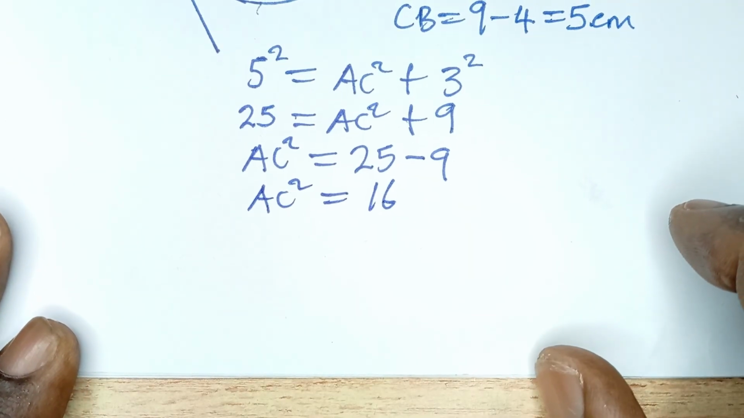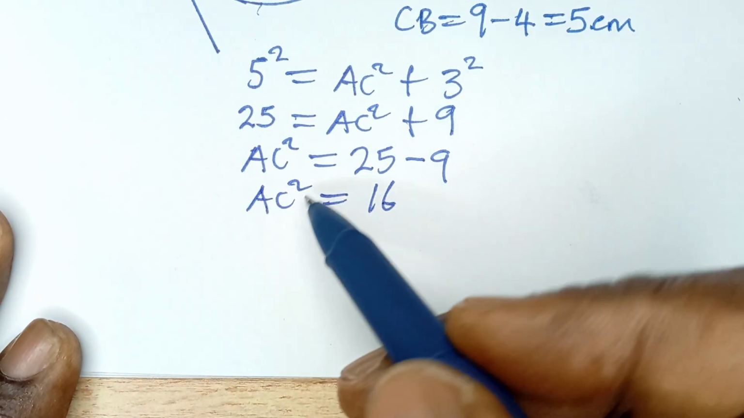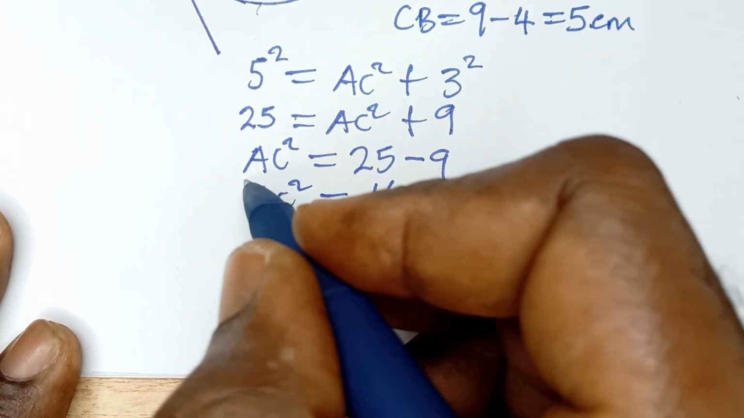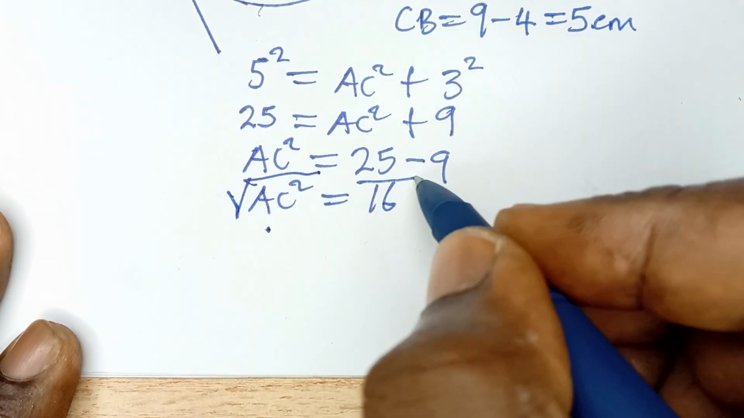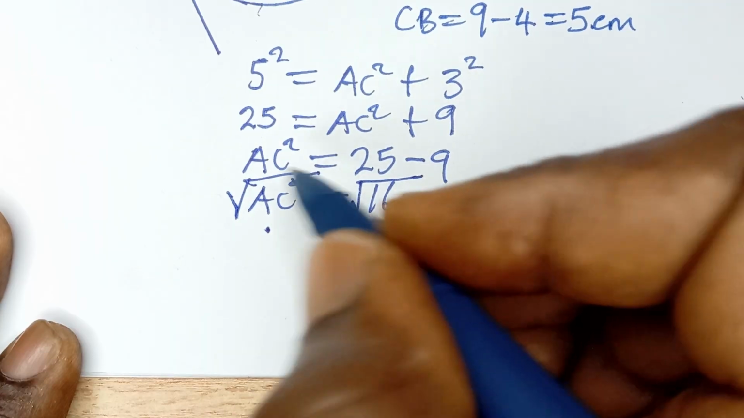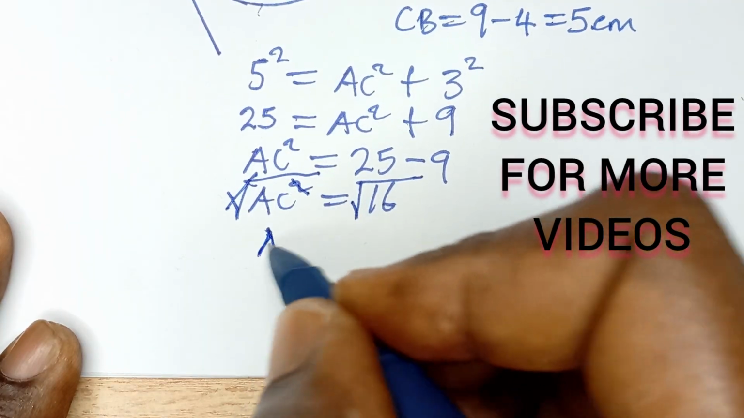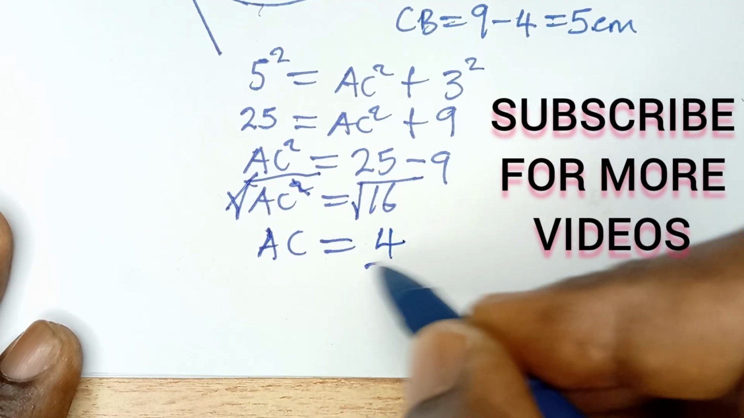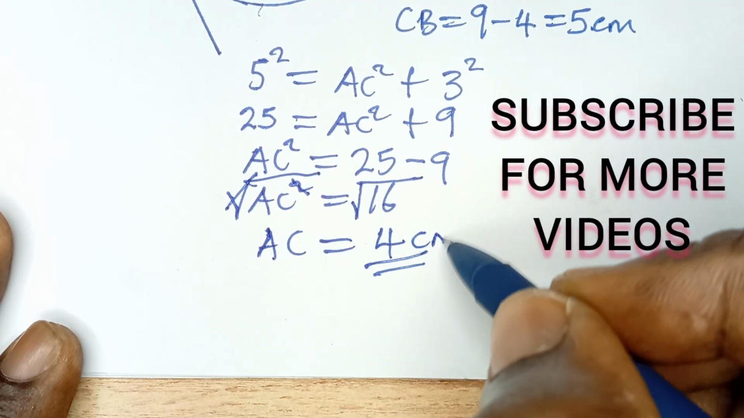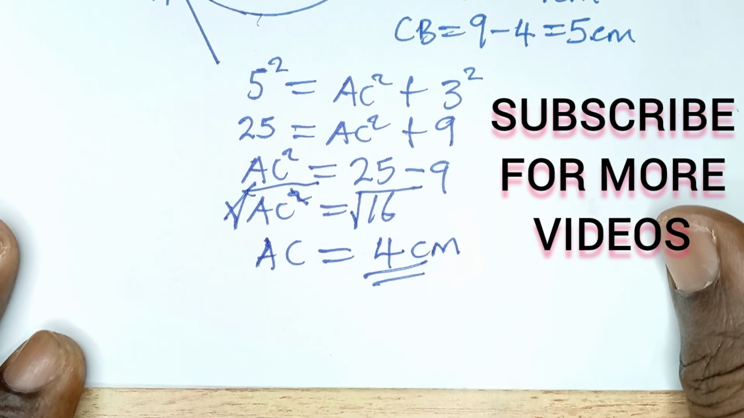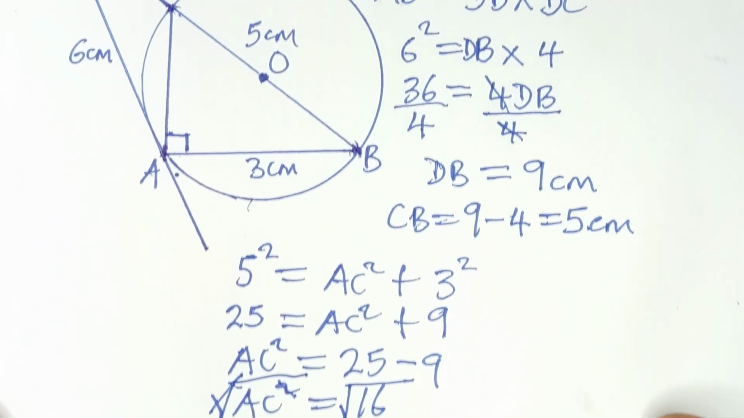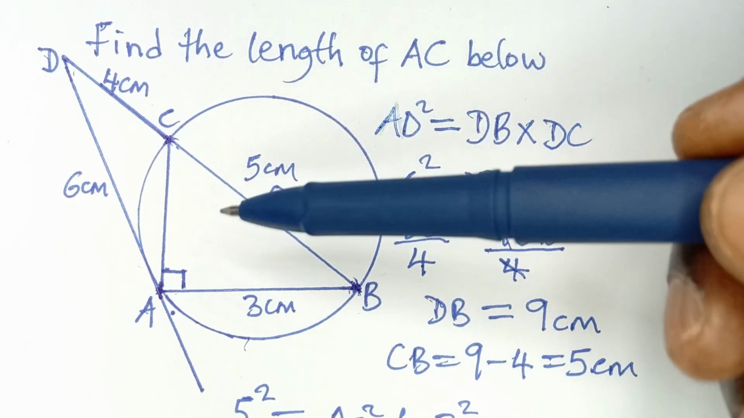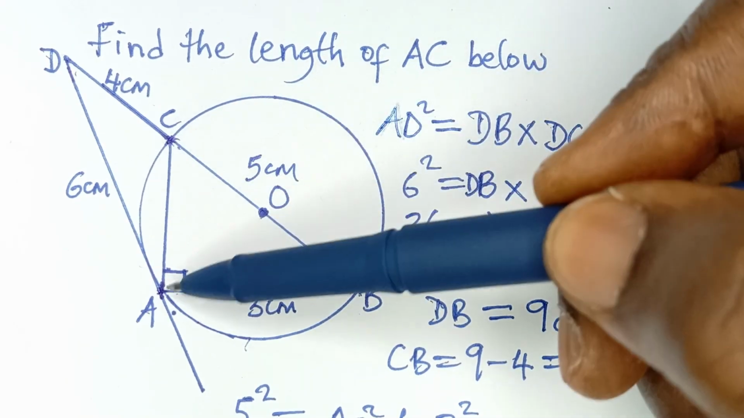In order to obtain the value of AC, what I'm simply going to do is to take the square root of both sides. So this square cancels the square root and I'm left with AC. And that will be equal to the square root of 16, which is 4. So the length of the line AC is 4 centimeters, as you can see from the question. So this AC here is 4 centimeters.